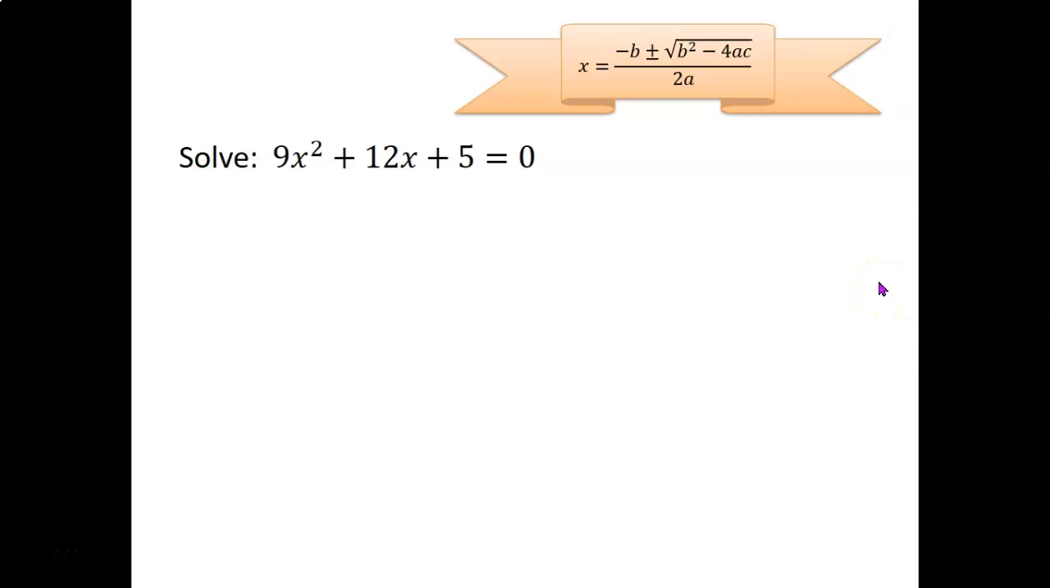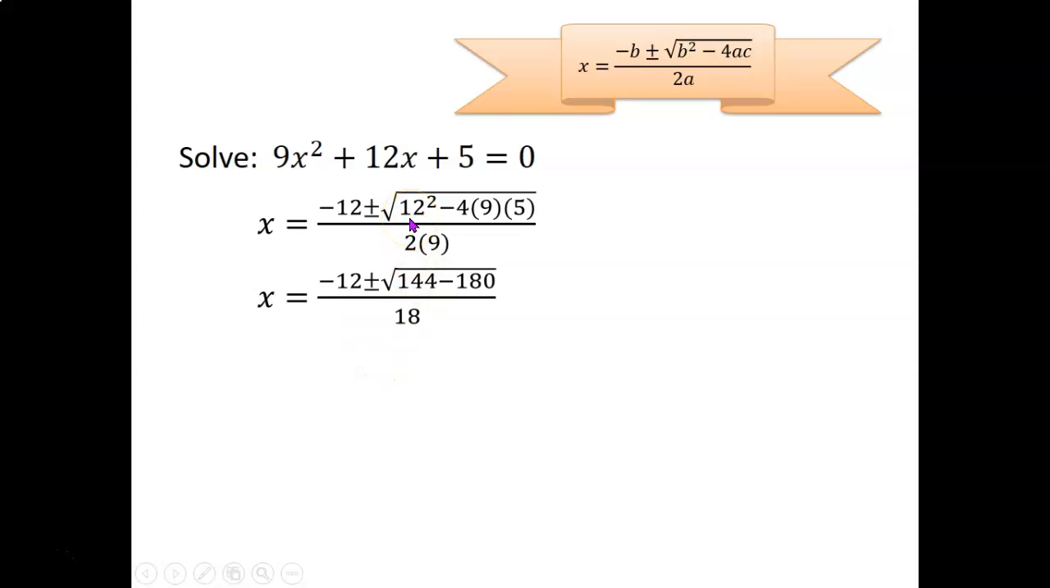And how about this one? 9x squared plus 12x plus 5 equals 0. And on this one, I think I'm going to use the quadratic formula. So I'm going to take the quadratic formula and I'm going to plug in the numbers 9 for a, 12 for b, and 5 for c. And here they are all positive. So that looks like x equals negative 12 for b, plus or minus the square root of 12 squared minus 4 times 9 times 5, all over 2 times 9.